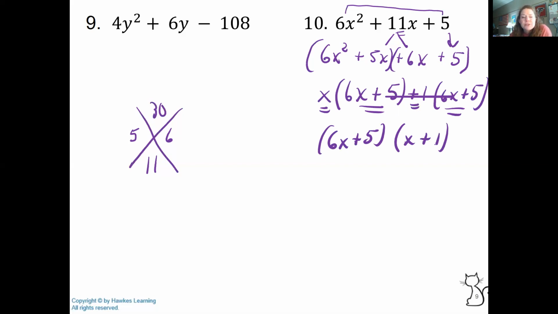And then your teacher the other night taught you about foiling, right? F-O-I-L: the first two, the outside two, inside two, and the last two. Well, guess what? If we FOIL this, we're going to get what we started with right here.